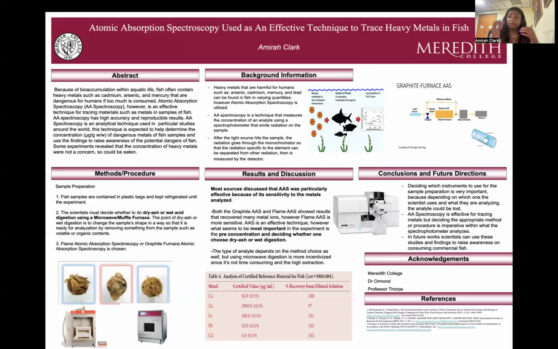And I've used different studies from all around the world that use this technique to determine the effectiveness of it. Some experiments revealed that the concentration of heavy metals was not concerning, so the fish samples could be eaten. Some background on the bioaccumulation: heavy metals that are harmful for humans, such as arsenic, cadmium, mercury, and lead, can be found in fish in varying quantities.